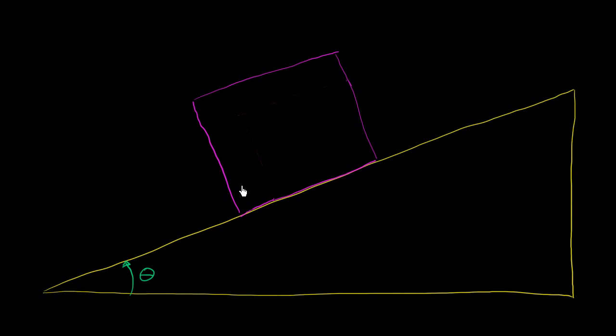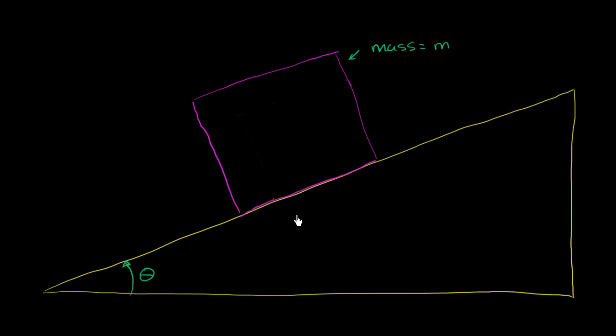Let's say I have some type of a block here, and let's say this block has a mass of m. So the mass of this block is equal to m. And it's sitting on this, you could view this as an inclined plane or a ramp or some type of wedge. And we want to think about what might happen to this block.